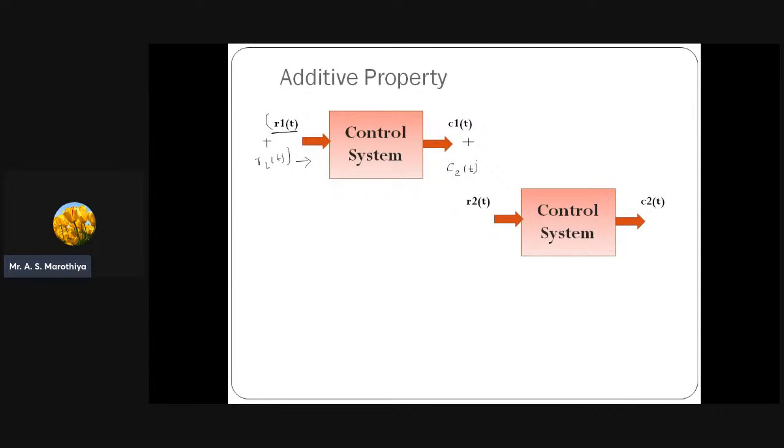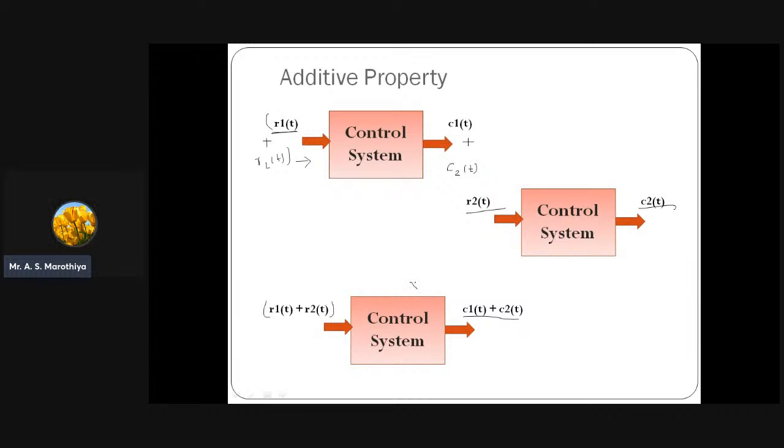So instead of providing R1 of t, now we have provided R2 of t as an input and we are trying to find out the output of the system. So the output is going to be C2 of t for the input R2 of t. Now we have provided the combination of R1 and R2 and we are trying to find out the output. Here the output is again the combination of C1 of t and C2 of t. So hence we can treat this system as additive in nature, or it follows the additive property.